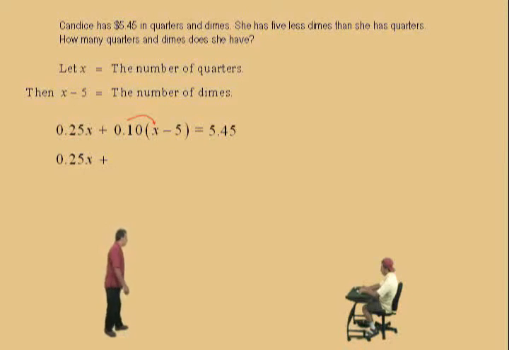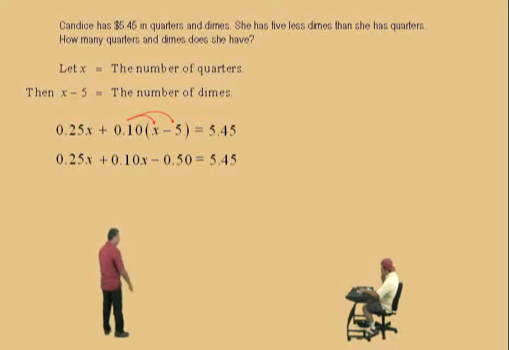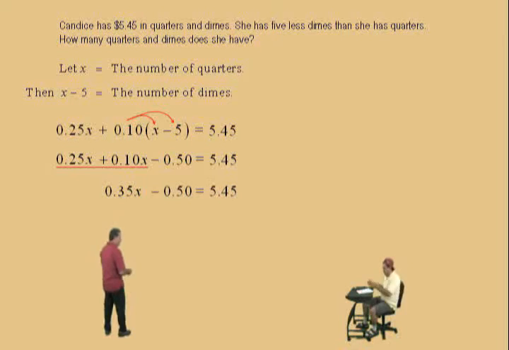0.10 times x is 0.10x. 0.10 times 5 is what, Charlie? 0.5. 0.50, that's right. And all this has to equal 5.45, the $5.45. Now, here we go, Charlie. What do we do next? Combine like terms. That's right. And 0.25x plus 0.10x is how much, Charlie? 0.35x. Very nice there, Charlie. 0.35x. Bring down our work.